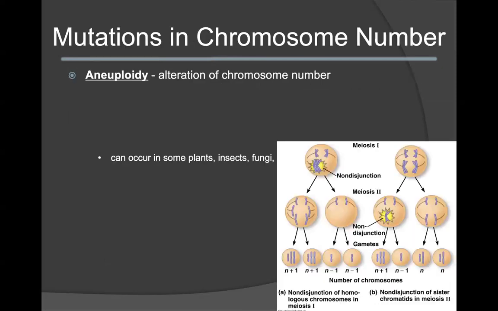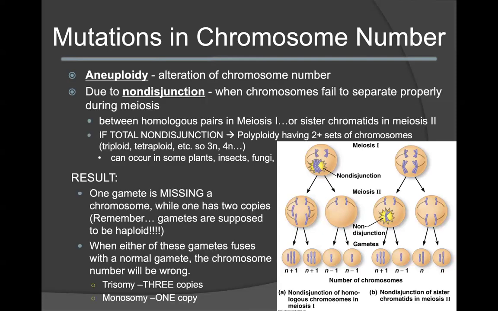We can also have various types of mutations in chromosome number. Aneuploidy refers to any alteration in chromosome number. Many conditions of aneuploidy are due to a non-disjunction event. This is when the chromosomes do not separate out properly during meiosis. Non-disjunction events can commonly occur in meiosis 1, when the homologous pairs of chromosomes or tetrads are separating, or they can occur in meiosis 2, when separating out the sister chromatids.